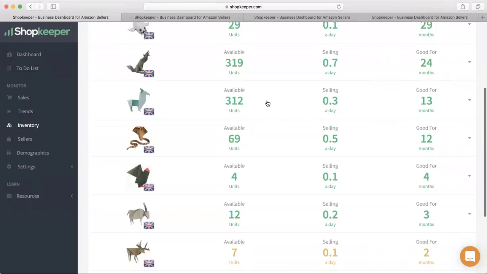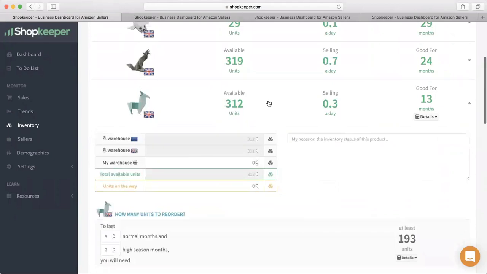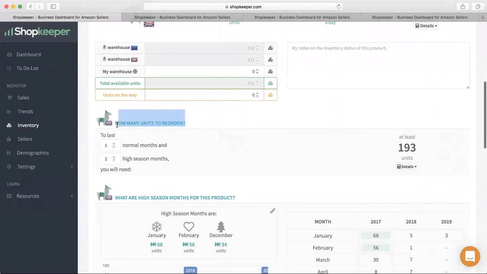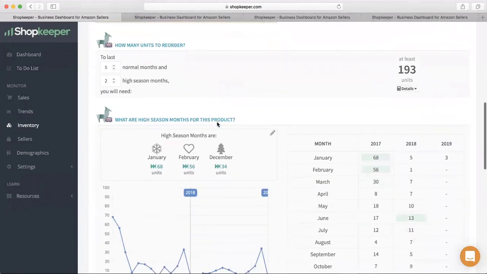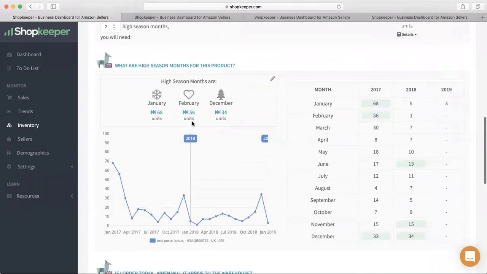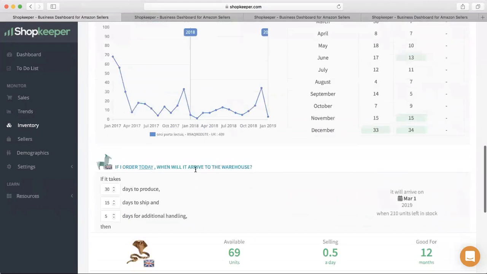If you want to analyze deeper and not just rely on the number that Shopkeeper calculates, you have a lot of available information about this item if you want to know. It can help you decide how many units to order. It also can show you what are the high season months for this product. So in particular, this product has January, February, and December. Seems like these are the high seasons. And also there's a calculator that tells you when it's going to arrive to the warehouse if you order it on a specific date and how many units are going to be left in stock by the time it arrives. So you can plan your inventory ordering with that.